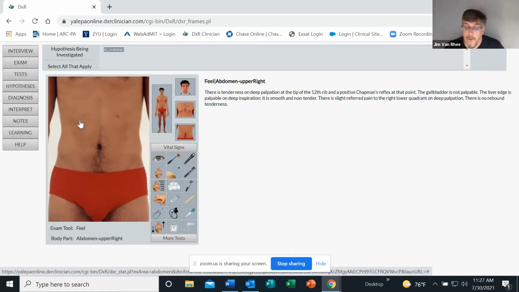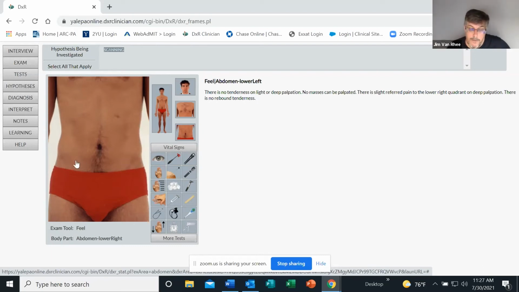Gallbladder is not palpable. The liver edge is palpable on deep inspiration. It's smooth, non-tender. Slight referred pain to the right lower quadrant on deep palpation. There is no rebound tenderness. The left, no tenderness to light or deep palpation. Spleen cannot be palpated. Slight referred pain to the right lower quadrant on deep palpation. Left lower, no tenderness on light or deep palpation. Slight referred pain again, same thing.